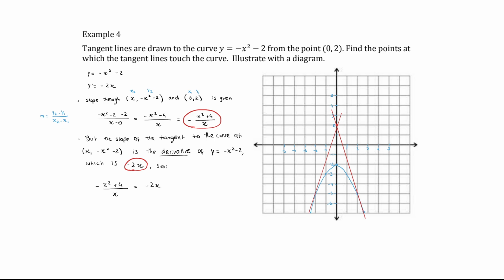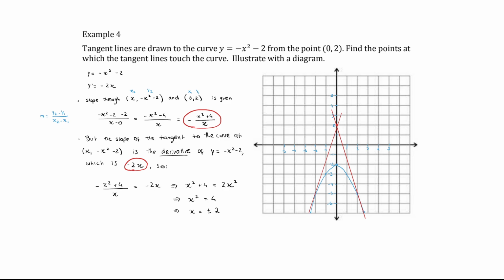And now let's rewrite this so that we have x squared plus 4 is equal to 2x, canceling out both negative signs. Okay, is equal to 2x squared. There we go. So then we have x squared is equal to 4, or simply x is equal to positive or negative 2.